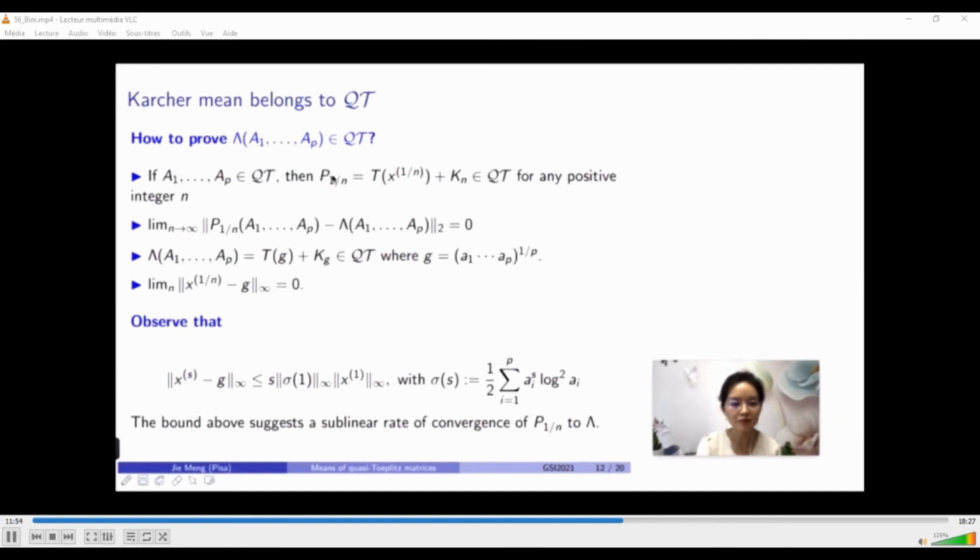Okay, now we have shown that the power mean is in the QT class, so we can let the parameter be 1 over n. Then for each n, we know P 1 over n is in the QT class. And then using this result, when n goes to infinity, the power mean converges to the Karcher mean in the infinity norm, so that the Karcher mean is in the QT class. And we found that the symbol associated with this Karcher mean is the geometric mean of the symbols a1 to aP, where a1 to aP are the symbols of the given matrices A1 to AP.